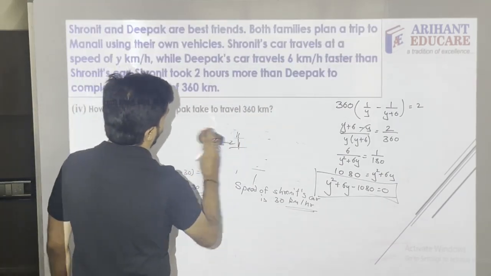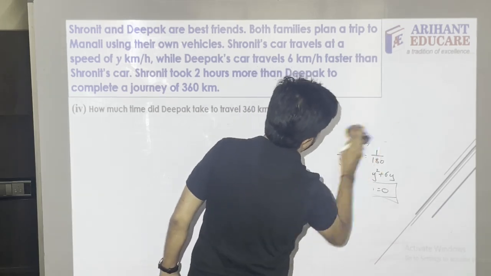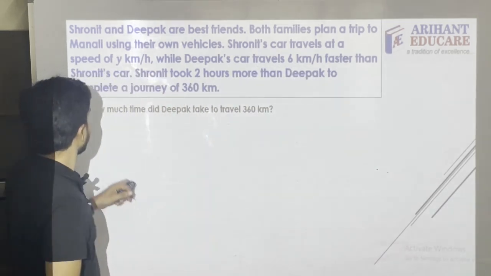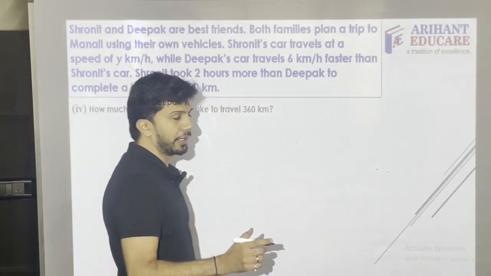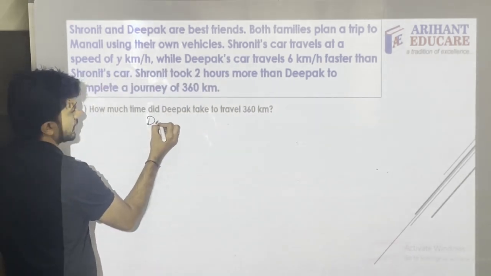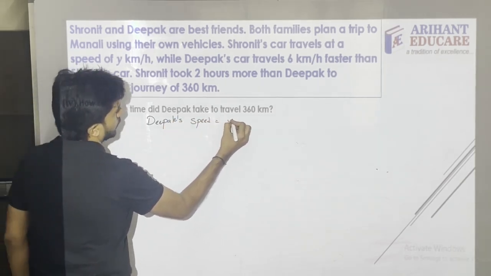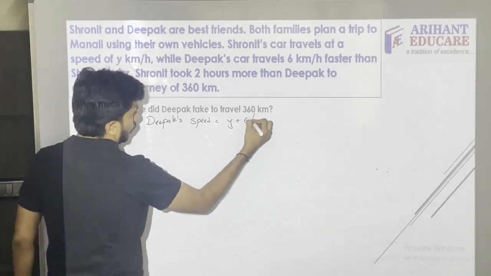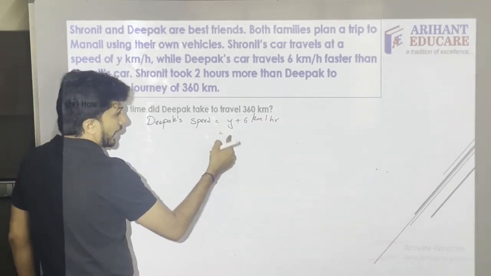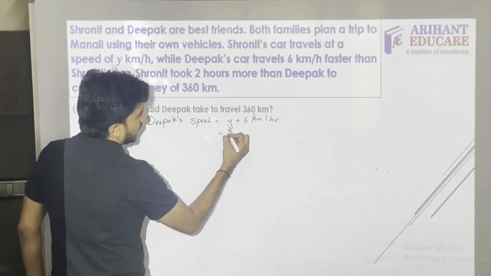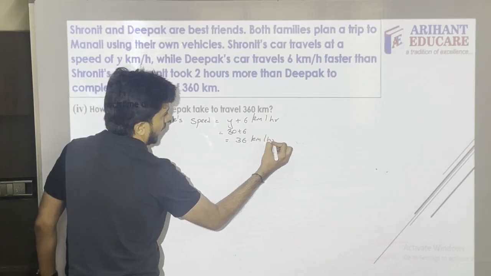Now what have they asked over here? So here they have said, how much time will Deepak take to travel 360 km? What was Deepak's speed? Deepak's speed was y plus 6 km per hour. So the value of y we got as 30. 30 plus 6, that is 36 km per hour.